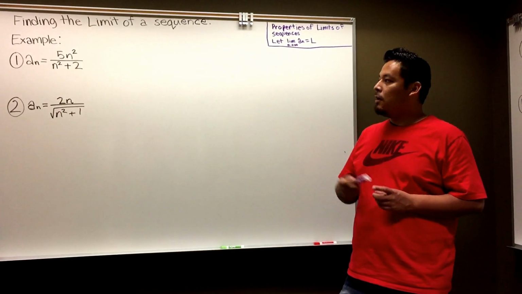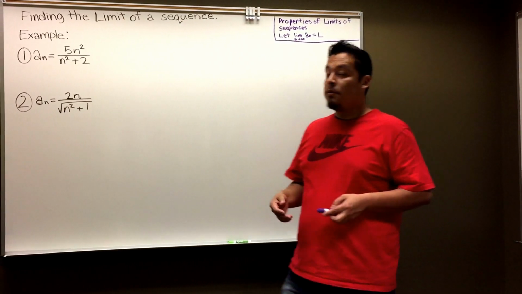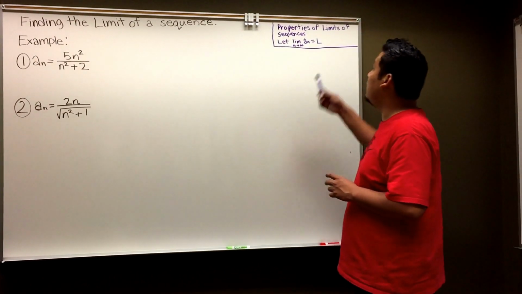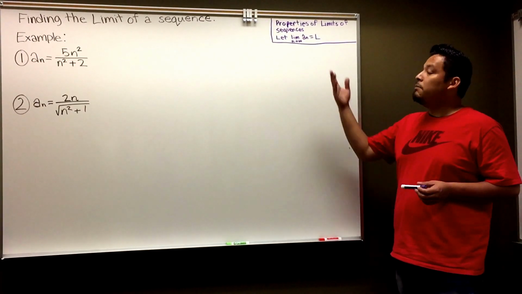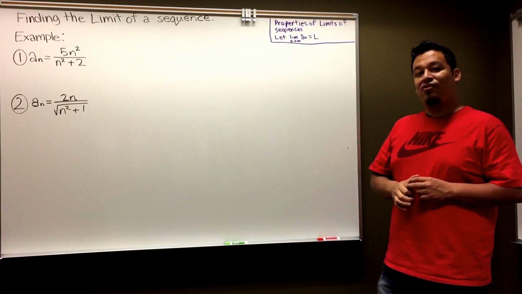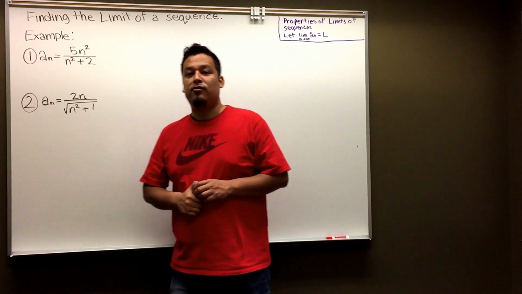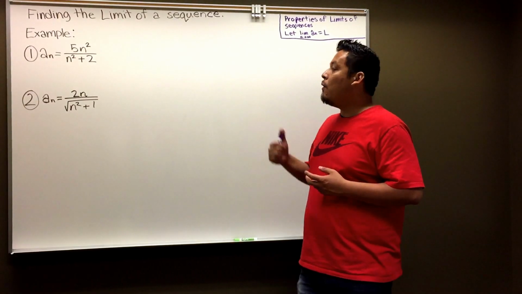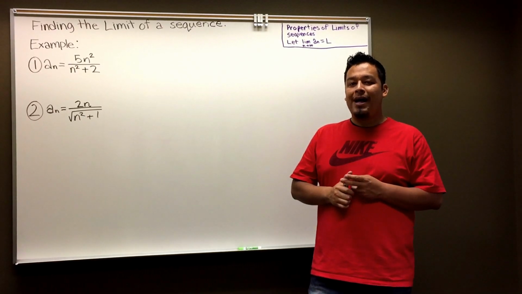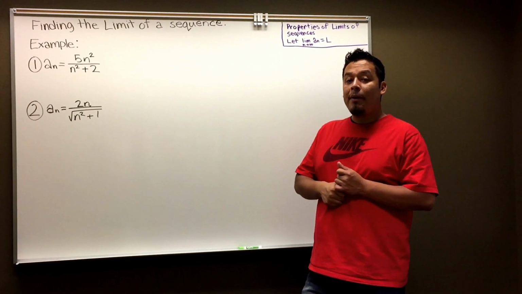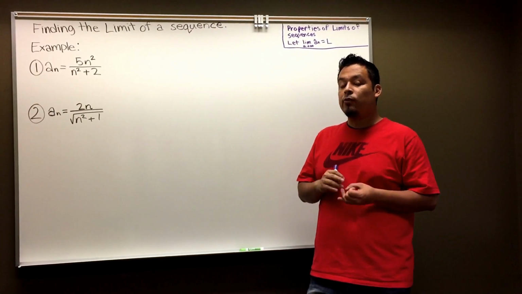In this video, we're going to be talking about finding the limit of a sequence. For these two particular problems, we're going to be applying one of the properties of limits of sequences, which is simply taking the limit as n goes to infinity. One of the quickest ways to get to the answer is by interpreting your equation and finding, in this case, the horizontal asymptotes. If you recall, there are really three rules for finding the horizontal asymptote.